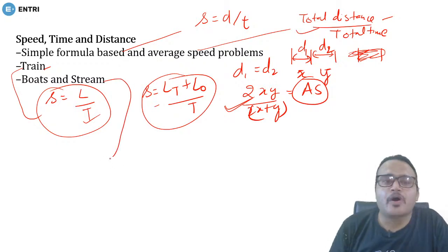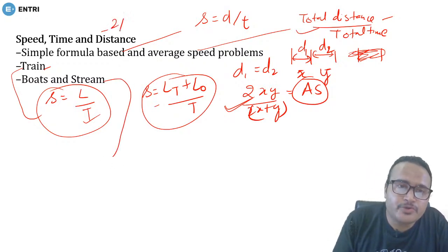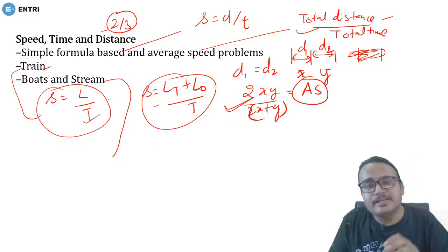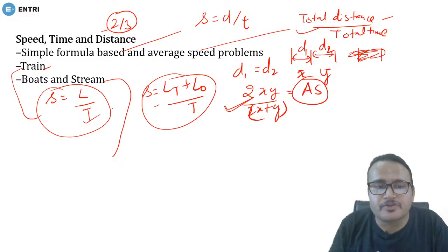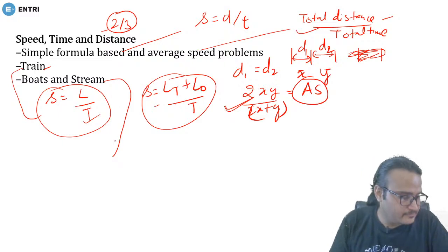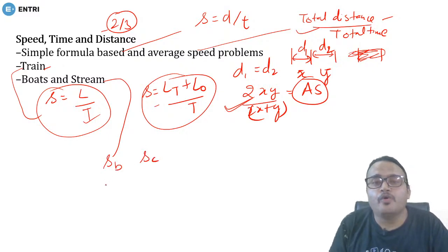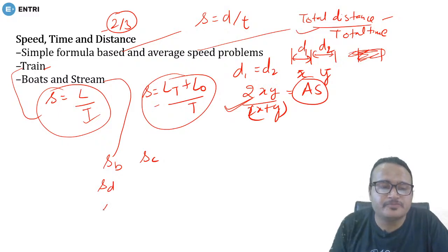Boats and streams. So guys, from this topic, let me tell you, 2 to 3 questions are there in the examination, because there are three subtypes of problems in this topic. So boats and streams is what, guys, you need to know. If the speed of boat is sp and speed of current is sc, then downstream speed is speed of boat plus speed of current, and upstream speed is speed of boat minus speed of current.